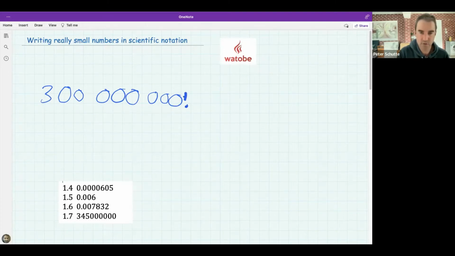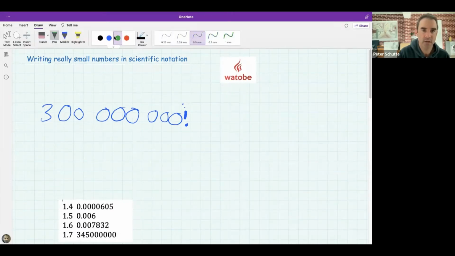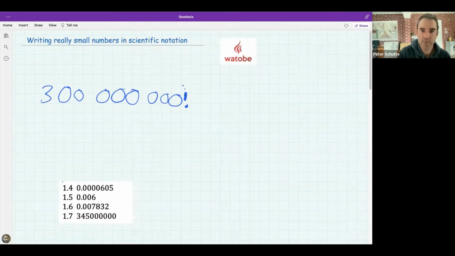Okay, can we move it all the way? Let's see if we've got a different color here to make it easier. Oh, green. Can we move that decimal point all the way to the front where it only has one number in front? And we're going to count 1, 2, 3, 4, 5, 6, 7, 8. So we're going to rewrite this number with the decimal point over here. So 3.0, for lack of a better word.